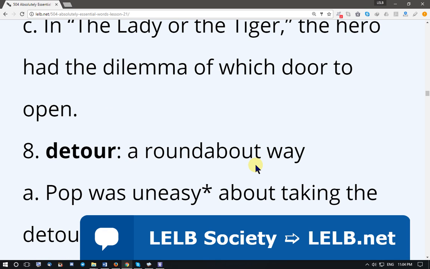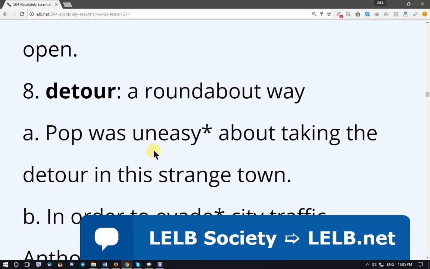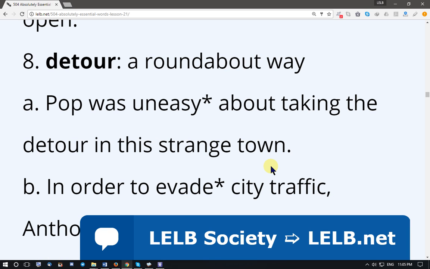Okay. Detour, the first syllable is stressed, is a roundabout way. When you prolong your way to some extent in order to avoid some problem or danger, the opposite is shortcut. For example, when you take a detour, and the opposite is when you take a shortcut. Pop was uneasy and nervous about taking the detour in his strange town, making the path longer.